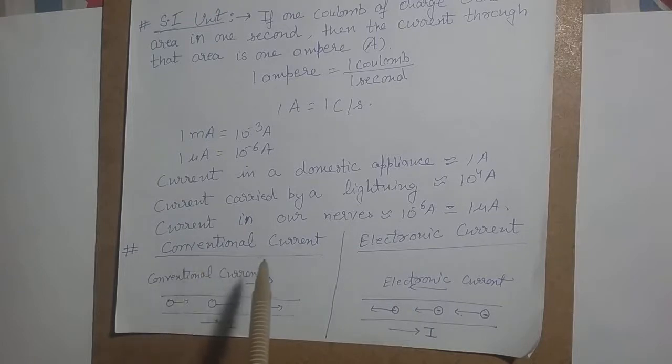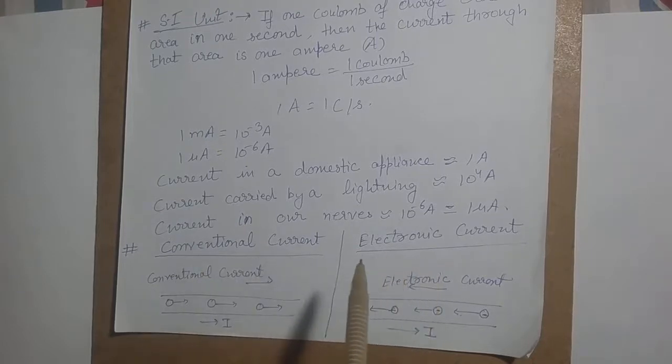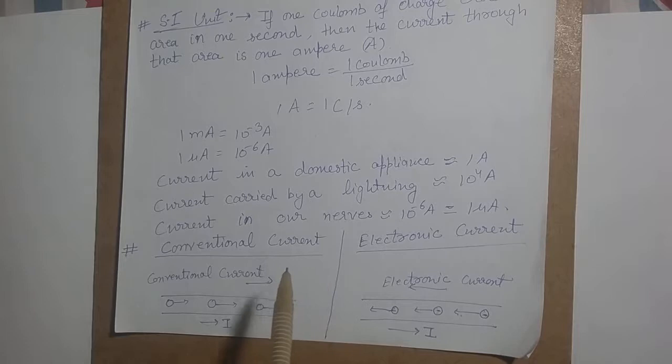Okay. And you also know that the current is of two types. One is conventional current, and the other is electronic current. Now what is conventional current? In a given circuit, we consider the flow of current in a particular direction. So in the outer circuit, when we are drawing a circuit diagram, conventional current shows the flow of current. So this arrow shows the flow of current.